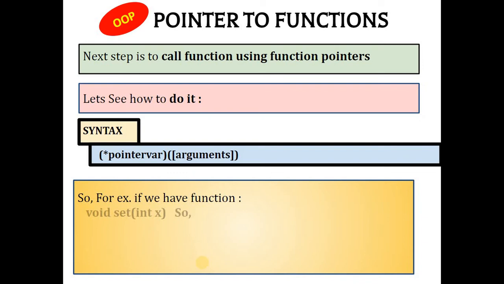So as we have the function set(int x), to call this function using the function pointer, you will have to write (*ptr) and then pass the integer value to the parameter x, that is 10, since x is of type integer. So this is how you are calling the function pointer.